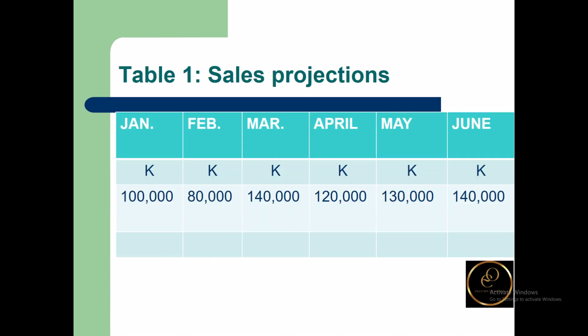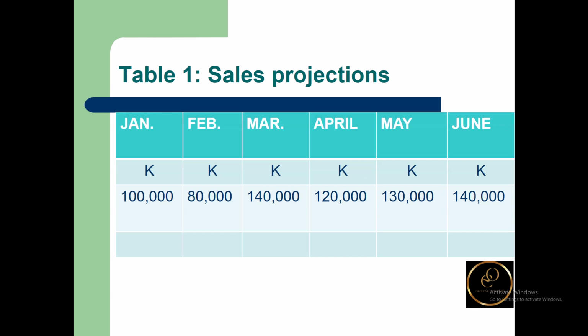Then we look at table 1. That has to do with our sales projections. Remember, I did discuss with you the factors that you need to consider when making a sales projection or a cash inflow projection. I discussed that one under part 2, cash budgeting. So if you have forgotten, please go back to my YouTube presentation, cash budget part 2.